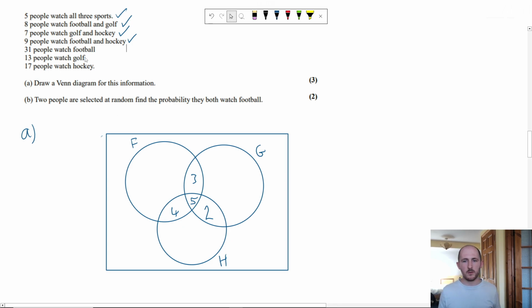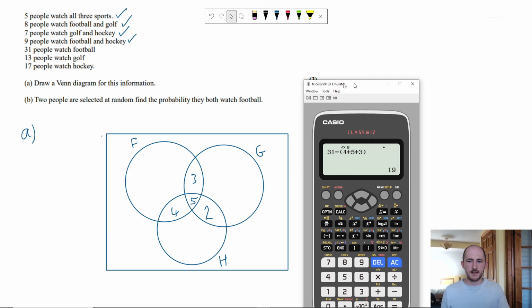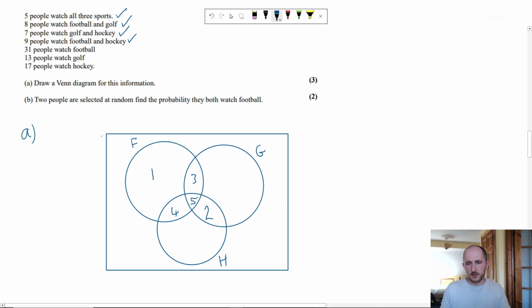31 people watch football. So what that means is everything inside the circle, which is F, so all of these ones, add up to 31. How many do I have already? I have 3, 7, 12. I have 12 already, and there's 31 people that watch football. So all we need to do is 31 minus the ones you already have. So you could do, if you wanted to, just 31 minus 4 plus 5 plus 3. Either way, you'll get the same answer of 19. And that goes in the football circle.